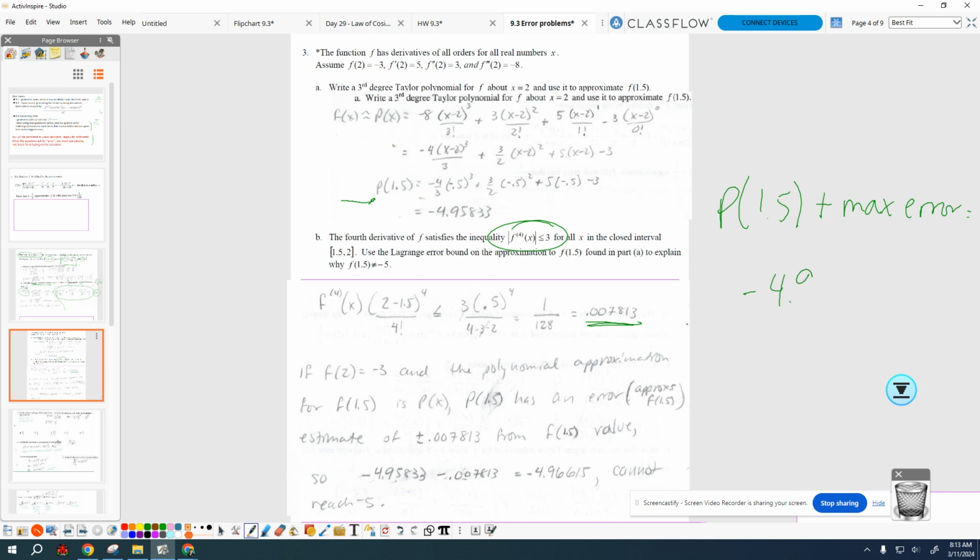Eitan, you had a number, like negative 4.96... I got negative 4.966142. Don't need that many, but so the approximation plus the biggest error that could have been an error didn't get me to that value.